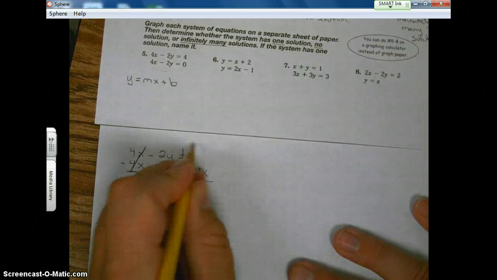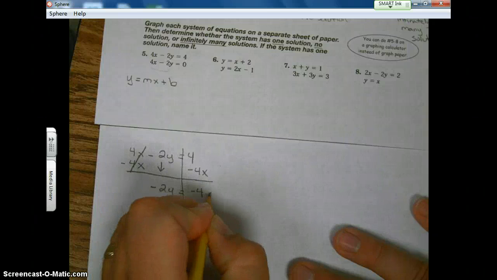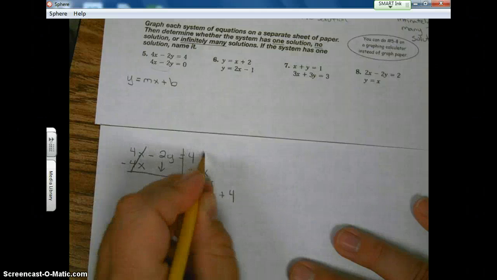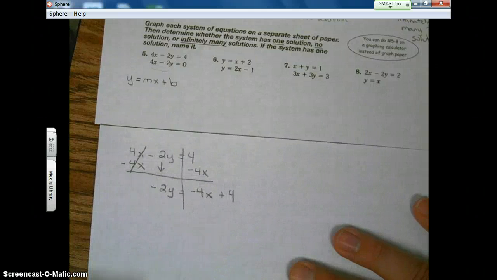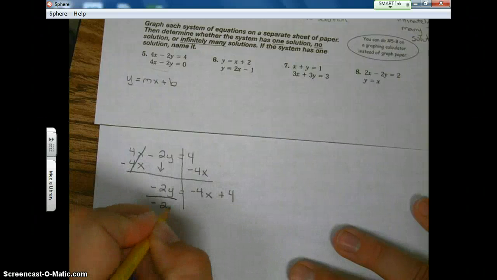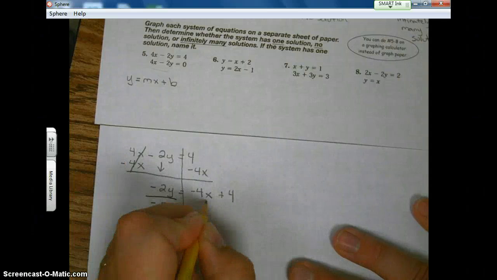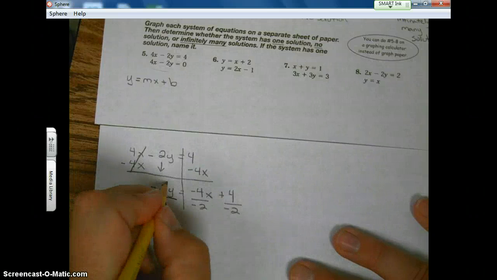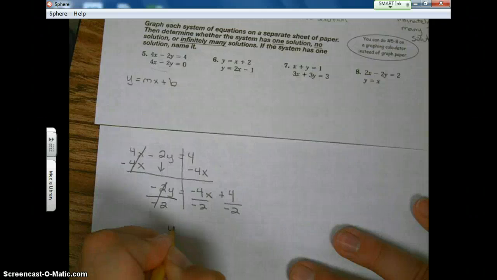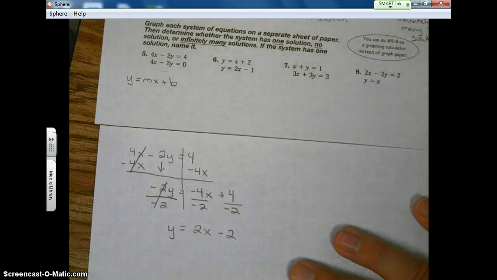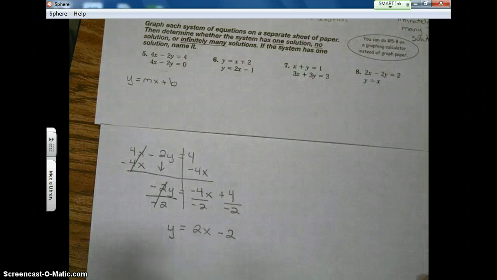These are not like terms, so we write them separately. So negative 4x plus 4. Since 4 is positive, we put plus 4. And then we divide by negative 2. These should always be the same. Divide everything by negative 2. Negative 2 divided by negative 2 is 1. So we get 1y equals 2x minus 2. So there's our first equation.